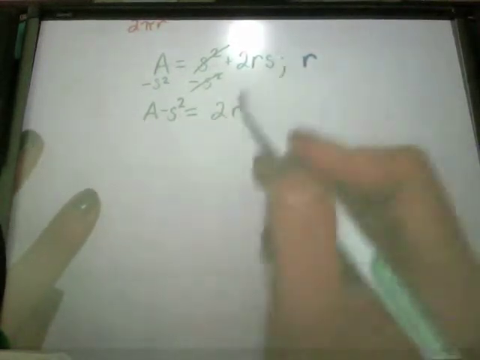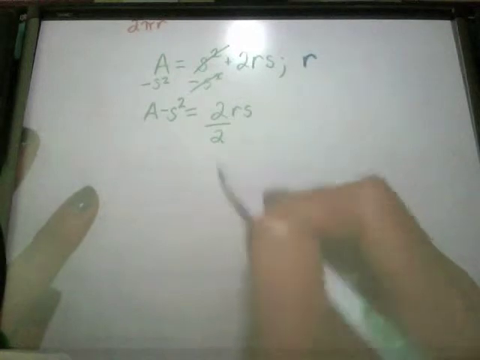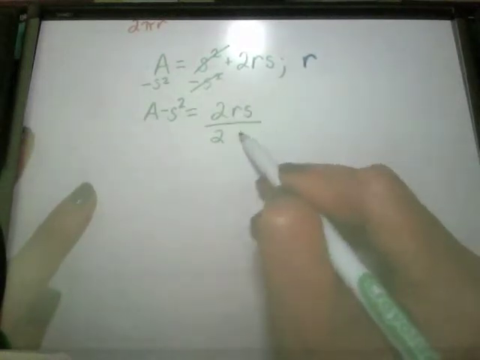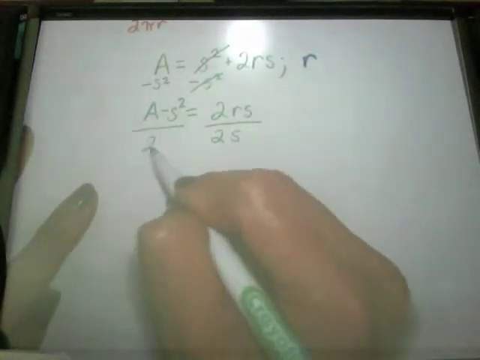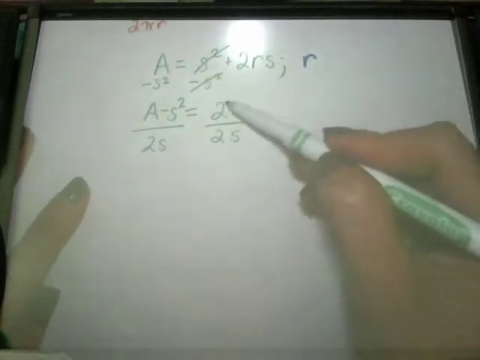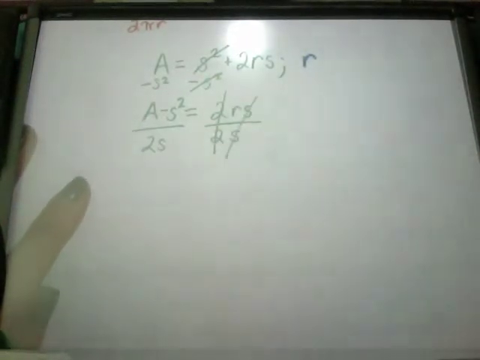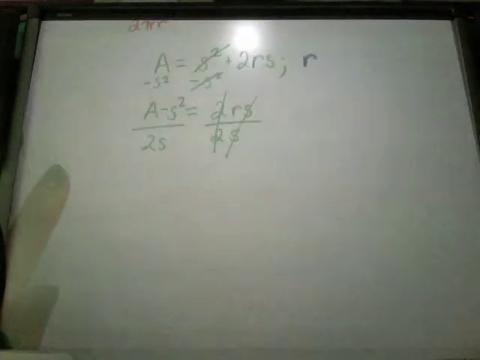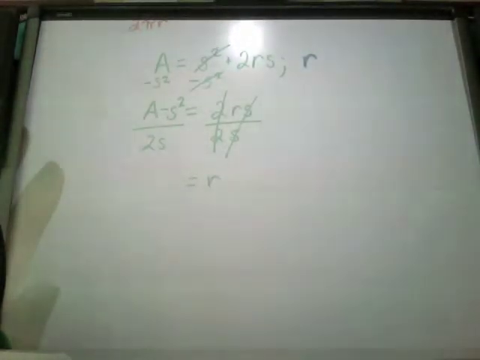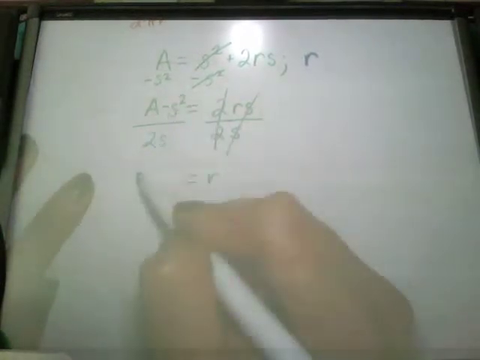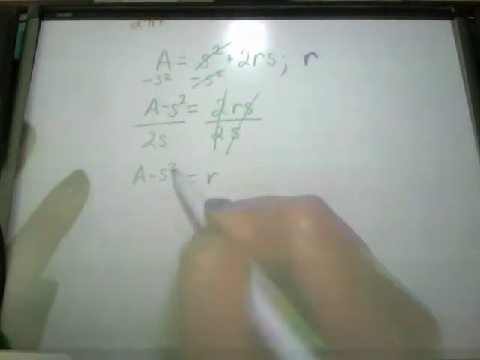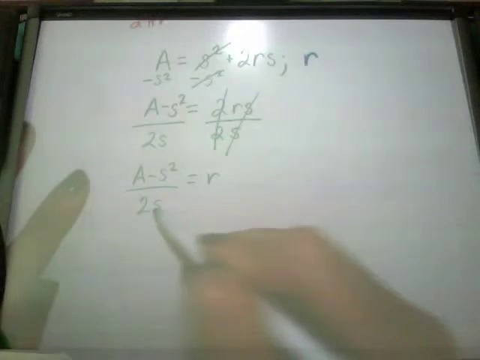I just have multiplication. I can divide one at a time, or if I want to, I can divide both 2 and s at the same time. 2 divided by 2, s divided by s, they cancel out. Technically they equal 1, but 1 times r is just r, so we can just cancel them out. And now I've got a minus s squared all divided by 2s.